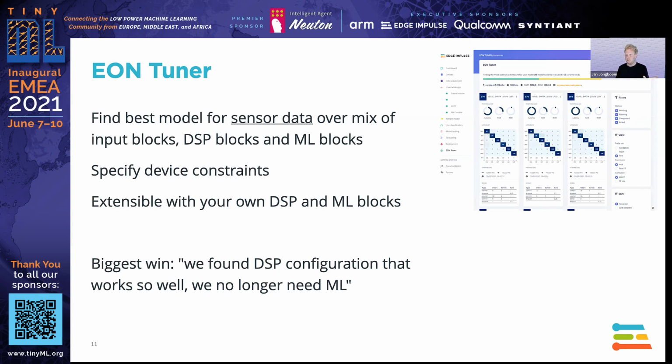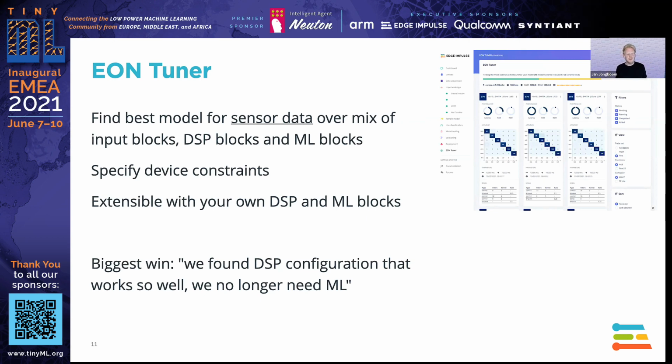So for input blocks, these parameters could be, do we need to downsample, yes or no? What is the window length that I need to look at? Signal processing blocks: what type of spectrogram do we need to use? Do we even need to use a spectrogram? Can I get some other signals from this data? And then ML blocks, and that could be neural networks, could be transfer learning blocks, or could be classic ML algorithms. We've had great success at doing anomaly detection using just k-means clustering rather than a neural network.